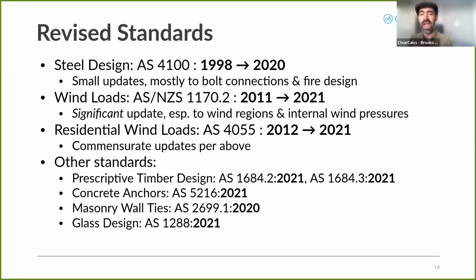Further, concrete anchors was an ancient standard before. It was last updated in like the early 90s. That has now finally been updated to reflect modern usage of anchors in concrete. So please make use of that. That's now a fairly useful standard. Masonry wall ties, so that's 2699.1, is also updated to a 2020 revision.